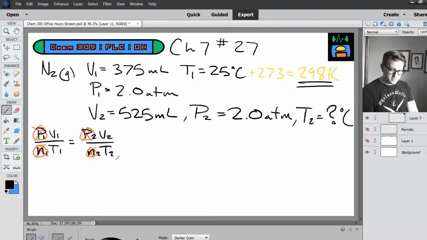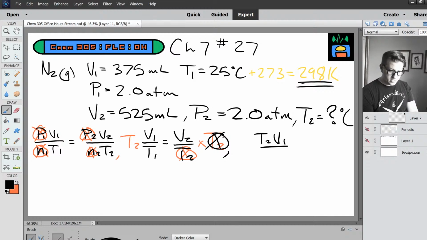So our equation here simplifies to V1 over T1 is equal to V2 over T2. We need to isolate T2 on one side of this equation. Well, first we got to get it out of the denominator. So let's multiply both sides by T2. So we get T2 times V1 over T1 equals V2. And then we got to isolate T2 on one side of the equation, so we multiply both sides by T1 over V1.